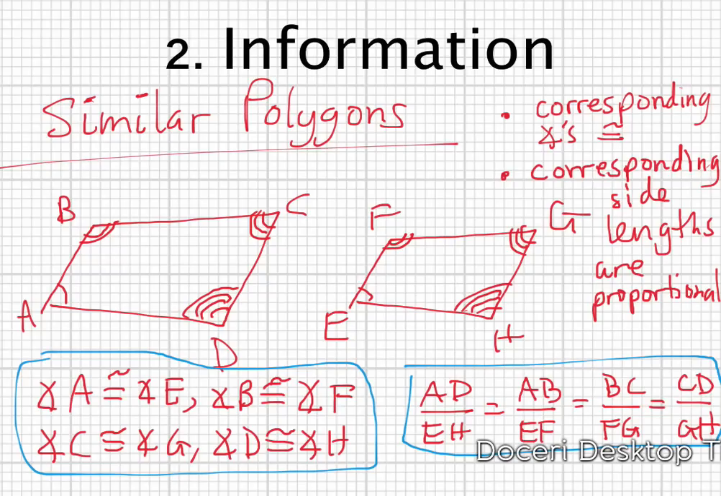So I would say ABCD is similar to EFGH. And this symbol is what we use for similarity. You'll notice it looks a lot like the congruent symbol. The only thing is we've dropped the equal sign because they're not the same size, but they're the same shape. So they stay the same type of shape. Okay?